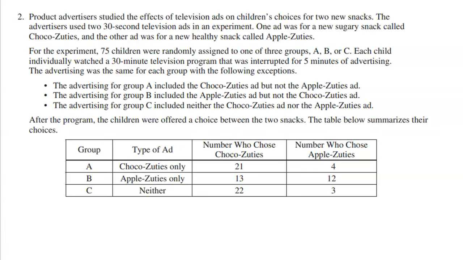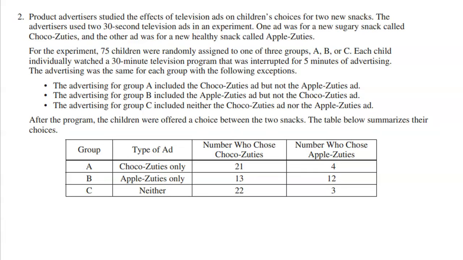So they're trying to set up a really good experiment here where everything is kept the same: a 30-minute television program, interrupted by 5 minutes of advertising. The only difference between these 3 groups was a 30-second ad for Cocoa Zooties, a 30-second ad for Apple Zooties, or no ad for those. And then they wanted to see, after the kids watched the program, what choice they would make.